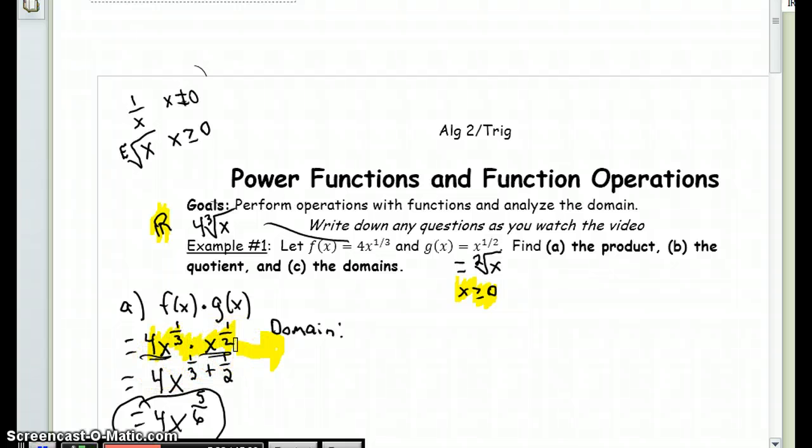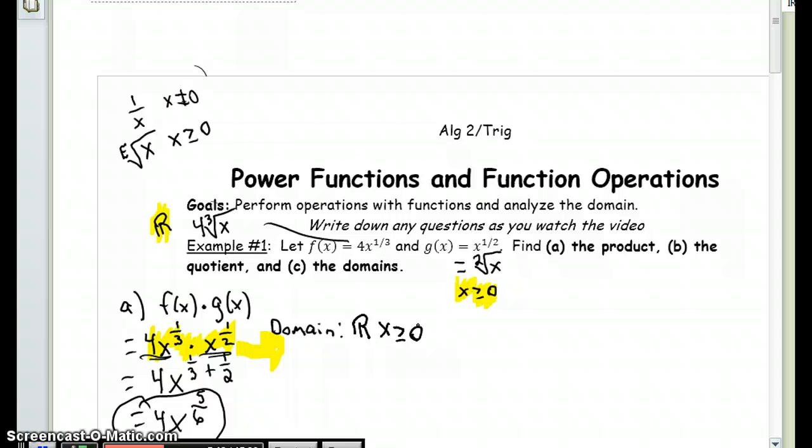The domain of that is just going to be the domains put together of the individual pieces. And so it's going to be all reals. So we'll do this funny looking R again, where x has to be greater than or equal to 0. So really all I did is put the two domain pieces together from each function that I multiplied together.